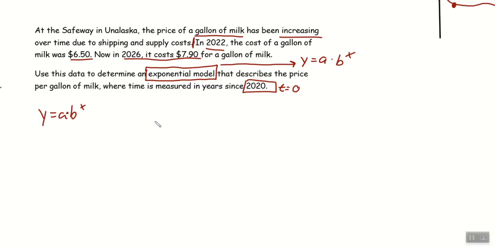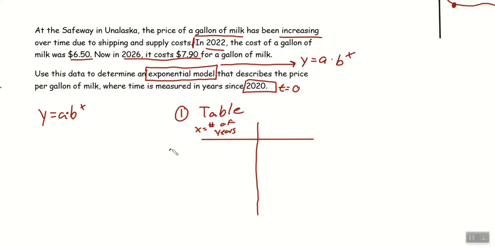Okay, I'm gonna start. First thing we want to do, I want to make a table. Table of this problem. So this is my x column, which is the number of years. 2020 was the start of this problem, so that is at 0 years. And we don't know how much milk that is yet. This side is going to be the cost of milk.